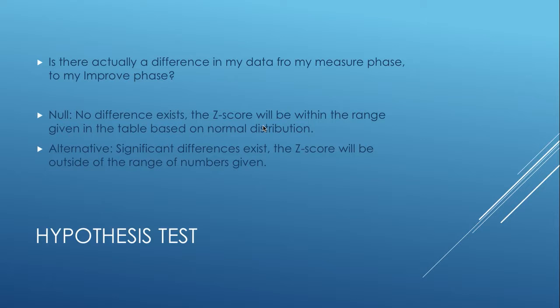Going into how I determined whether or not there was a significant difference in my data from the first time to the second time, I z-scored both of these. So is there actually a difference in the data? The null hypothesis says there's no difference, and the z-score will be within the range of the given data table for the two-tailed test. The alternative is there is a significant difference, and the z-score will be outside the range of the numbers that I have given.